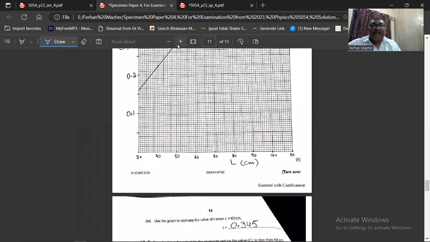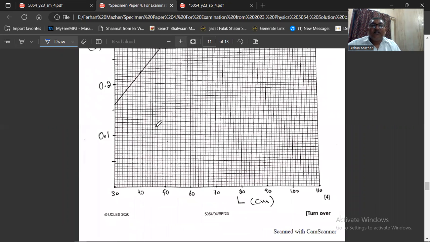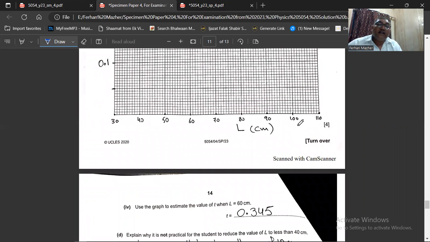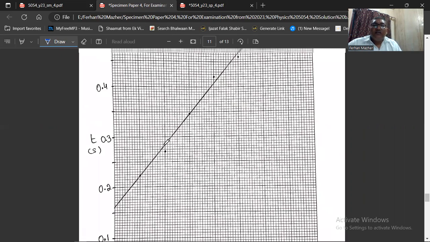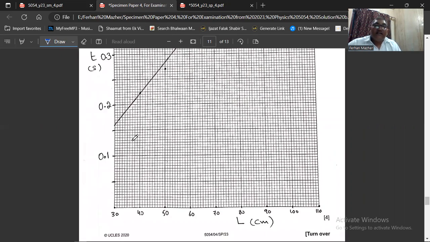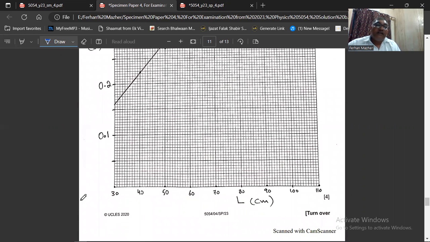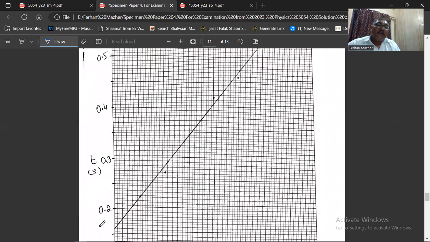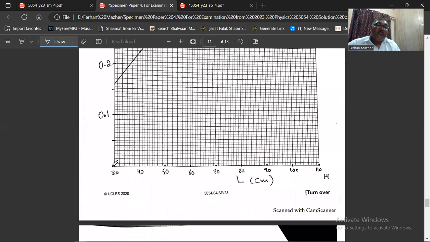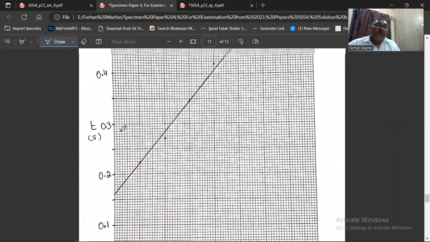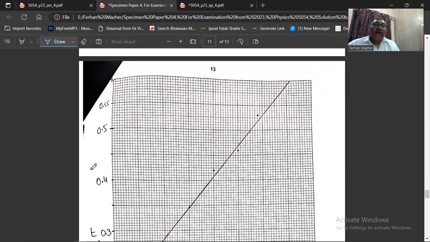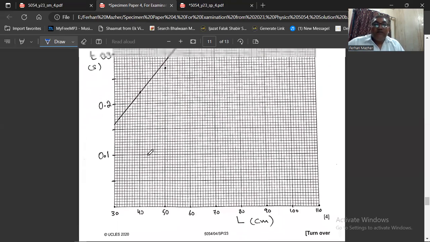On the x-axis, I have written 30, 40, 50, 60, 70, 80, 90, 100, 110. The x value is changing from 40 to about 88. And that's in centimeters. This is called labeling. It's very important. The T values in seconds go 0, 0.1, 0.2, 0.3, 0.4, 0.5, 0.55, and this is 0.6. And then I will plot the points.